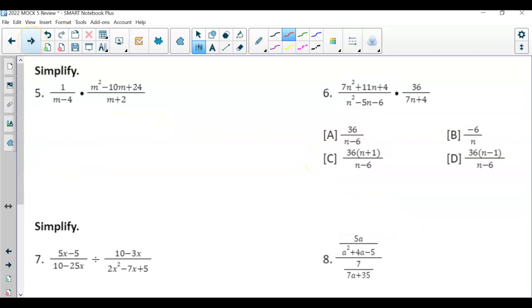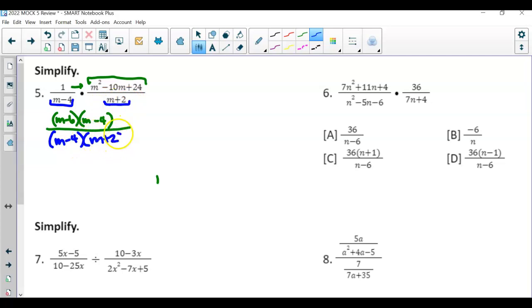Questions 5 and 6 are multiplying. No need for keep, change, flip, and no need for anything really, except just start factoring and simplifying like what we did before. Here that's just 1, so 1 times. Now let's factor. What numbers multiply to get 24 and add to get -10? -6 and -4. Then the denominator is just m minus 4. Can't factor it, bring it down. And that's just m plus 2. Can't factor it, bring it down. So all you can cancel out is our m minus 4. You are left with the simplified final answer after multiplying: m minus 6 over m plus 2.